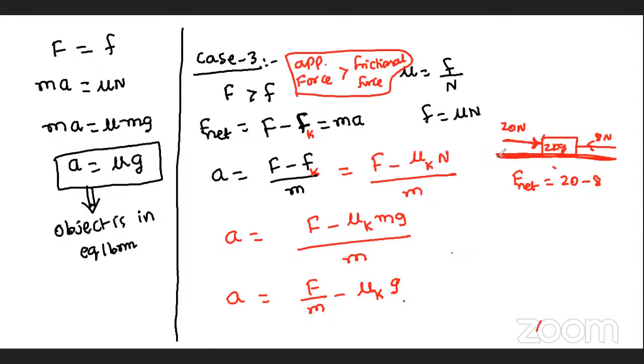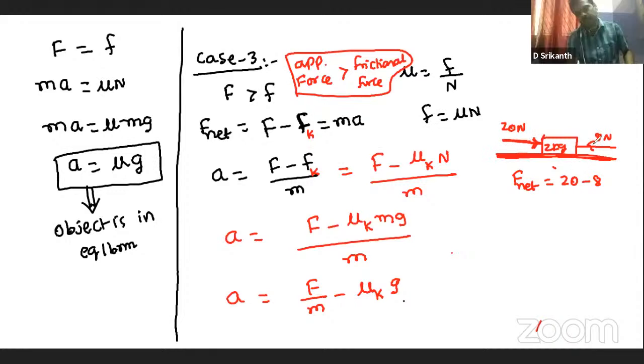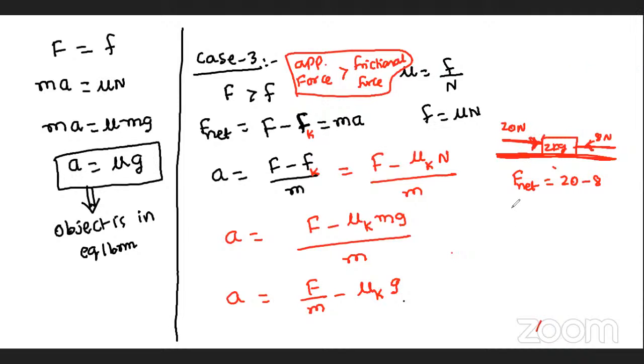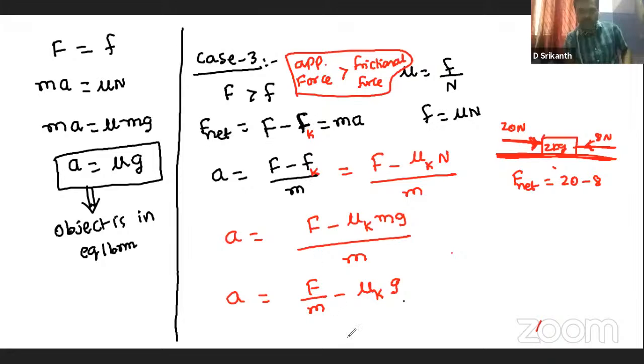Suppose I'm having an applied force of 20 Newton, frictional force of 8 Newton. Net force I can write as 20 minus 8. So net force I can write as applied force minus frictional force.